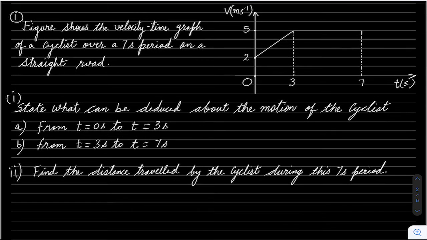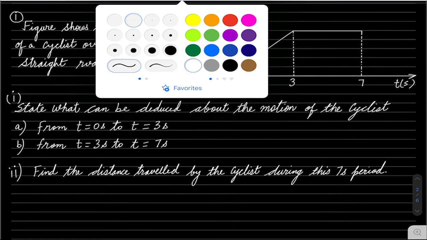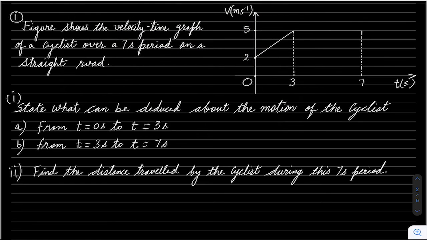So first question is, the figure shows a velocity time graph of a cyclist over a 7-second period on a straight road. The cyclist is moving on a straight road for 7 seconds and this is the velocity time graph given.